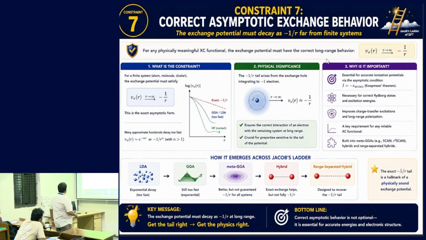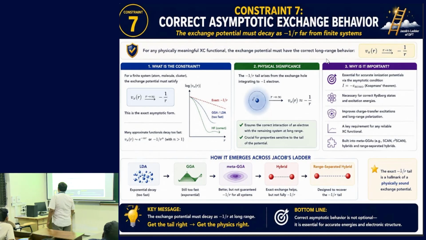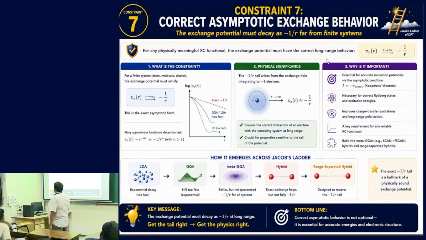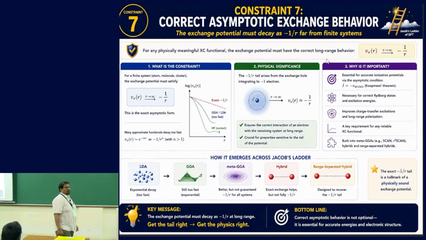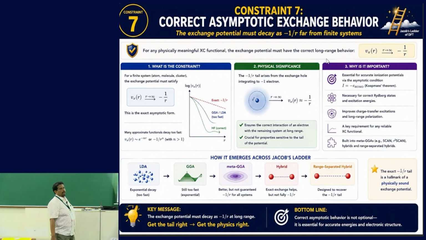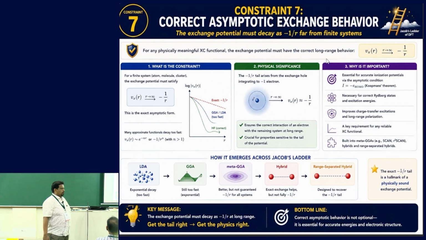You have this, it is not asymptotically correct, and this decays very fast. Sometimes it will satisfy; some functionals are not satisfying for meta-GGA, but in hybrids it is there, at least for exchange, because you are having 1/3 of the Hartree-Fock exchange.